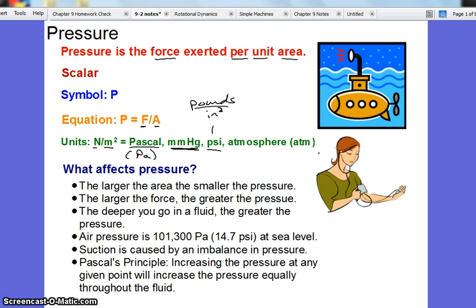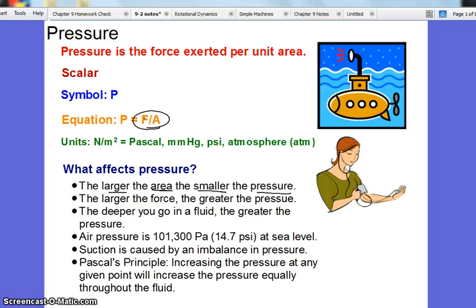So what are some things that affect pressure? Well, we can see from our equation that force and area affect pressure. The larger the area, the smaller the pressure. So they are inversely related to one another. That's why area is in the denominator. We can see this if we lie on a bed of nails. The more nails, the better, because more nails means more area, and more area means a smaller amount of pressure.